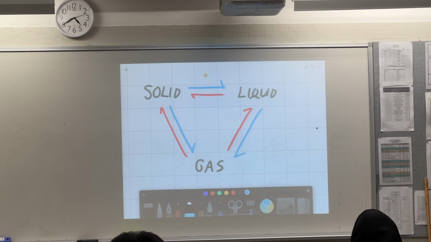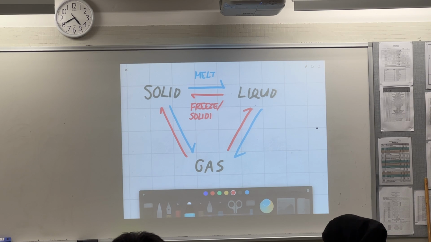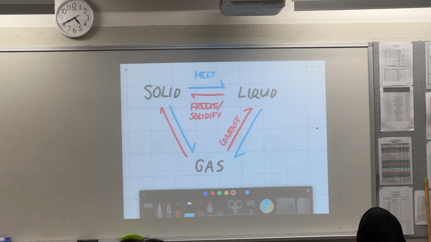Solid to liquid: melting. Liquid to solid? Freezing or solidification. So freeze or solidify. I think the term solidify is more general. And gas to liquid. For those of us wearing glasses, when you step out of an air-conditioned room, you see the glasses fog up, right? So this is condensation. What about liquid to gas?